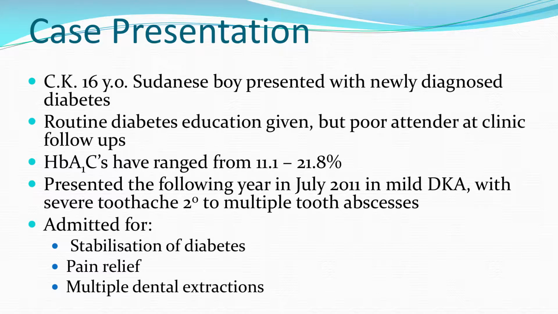So this is CK, a 16-year-old Sudanese refugee, so from a very traumatic background, presented with newly diagnosed diabetes, routine diabetes education given, but a poor attender at clinic. HbA1cs in this age group, we aim to be under 7.5, and these were really grossly elevated, really poor control. And we didn't see too much of him until the following year when he presented in mild DKA, but with severe toothache secondary to multiple tooth abscesses.